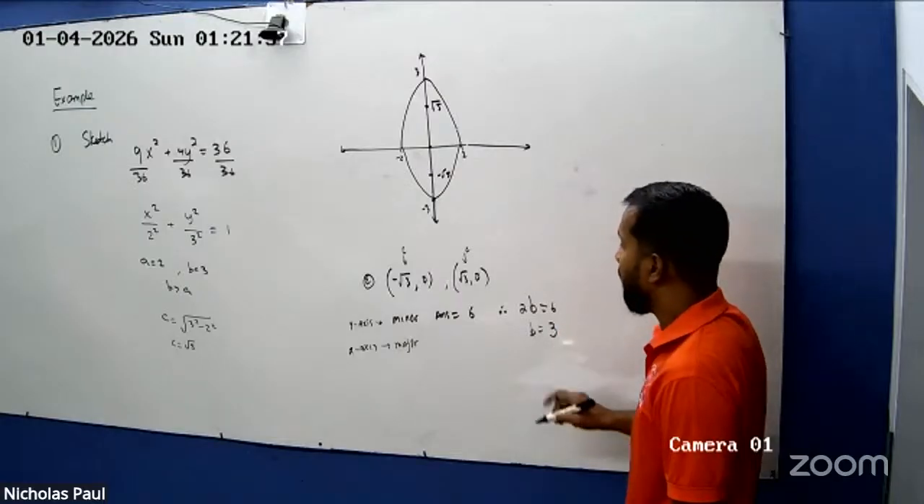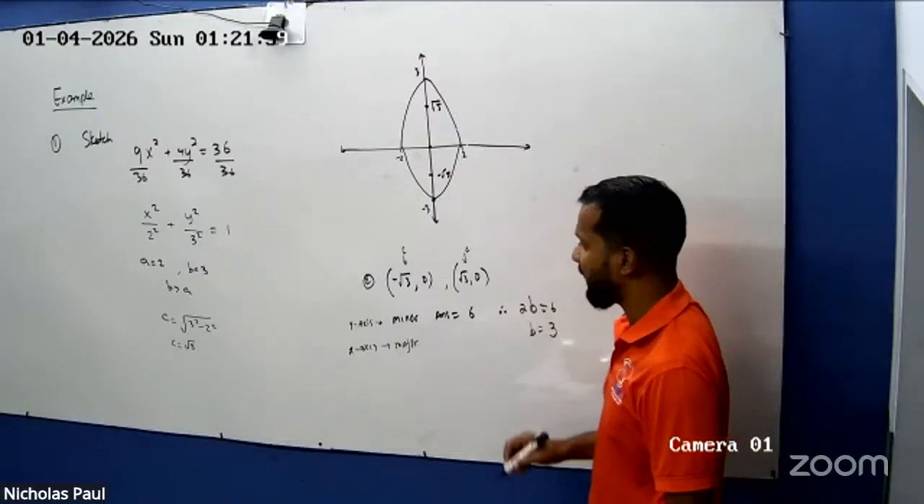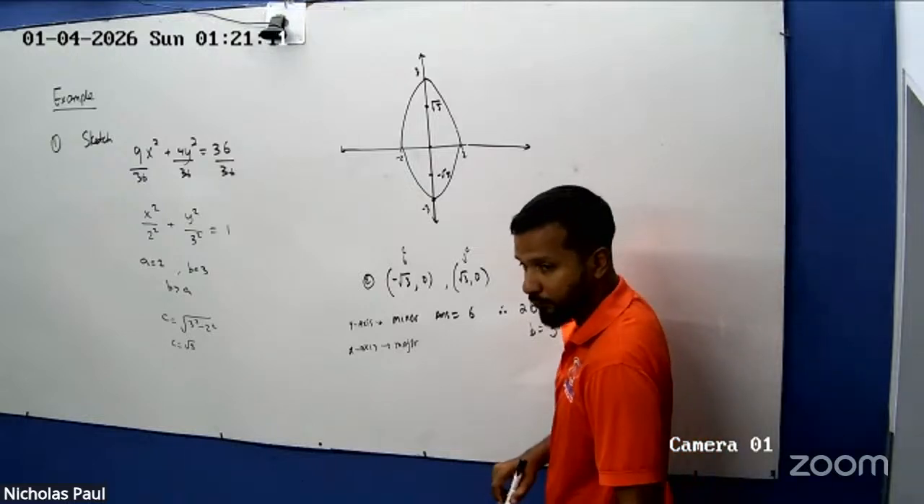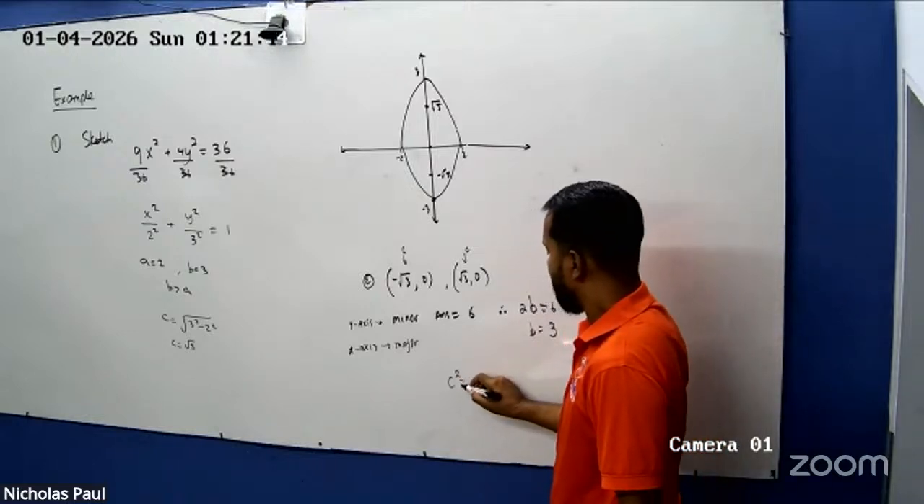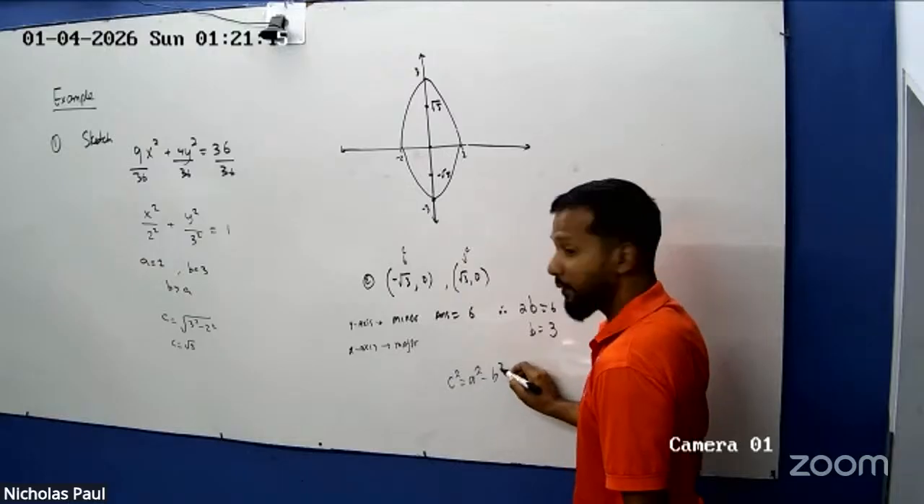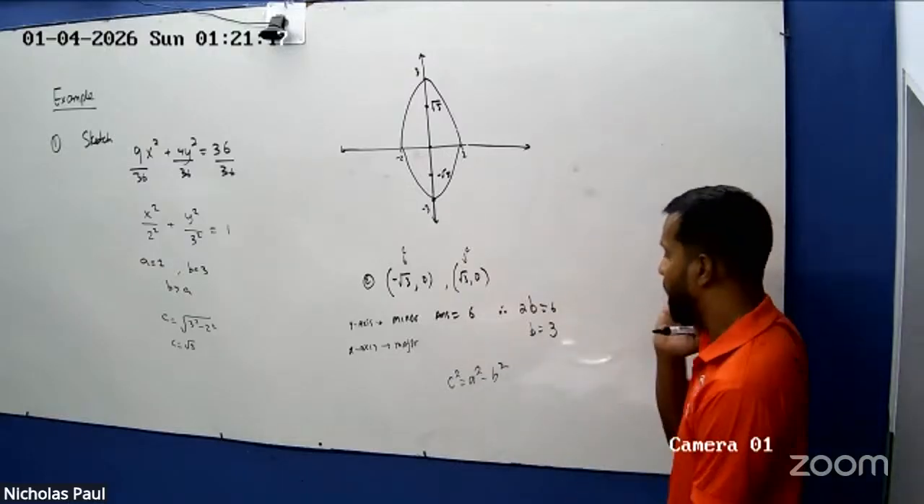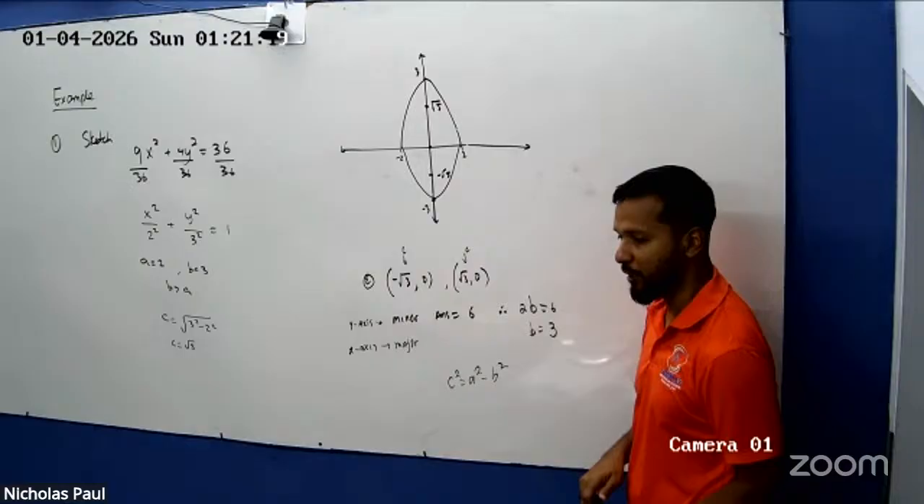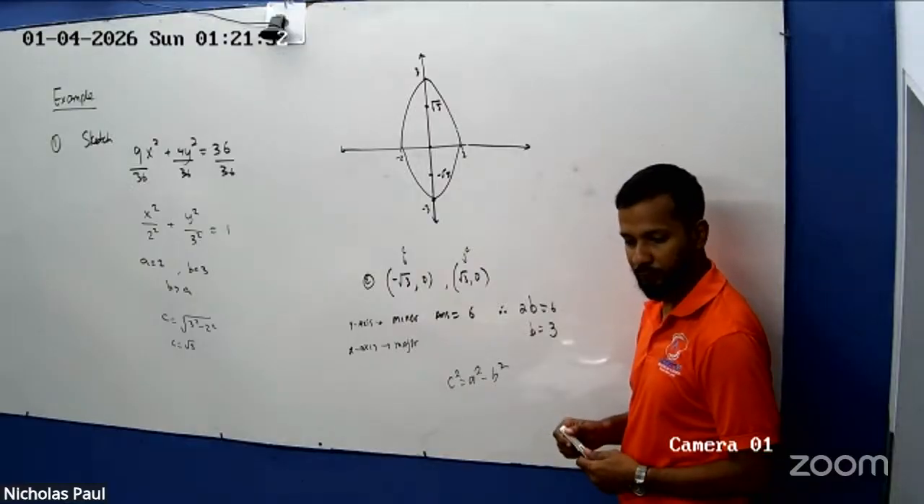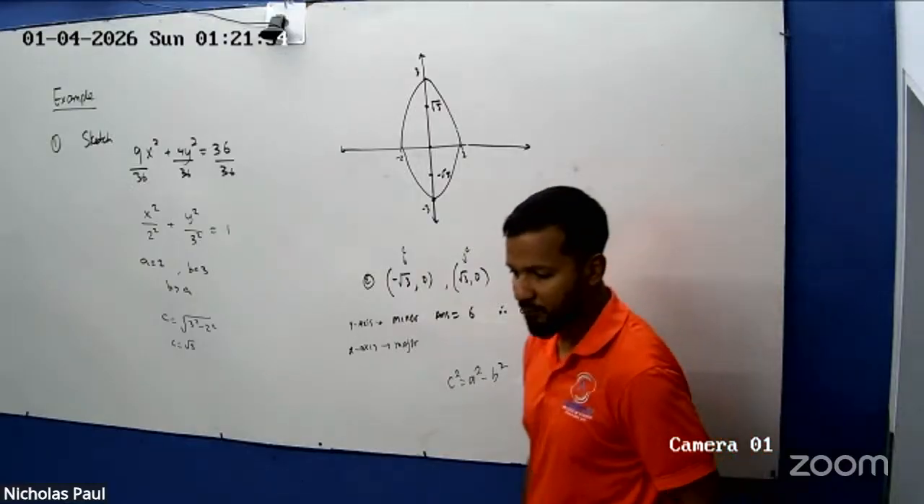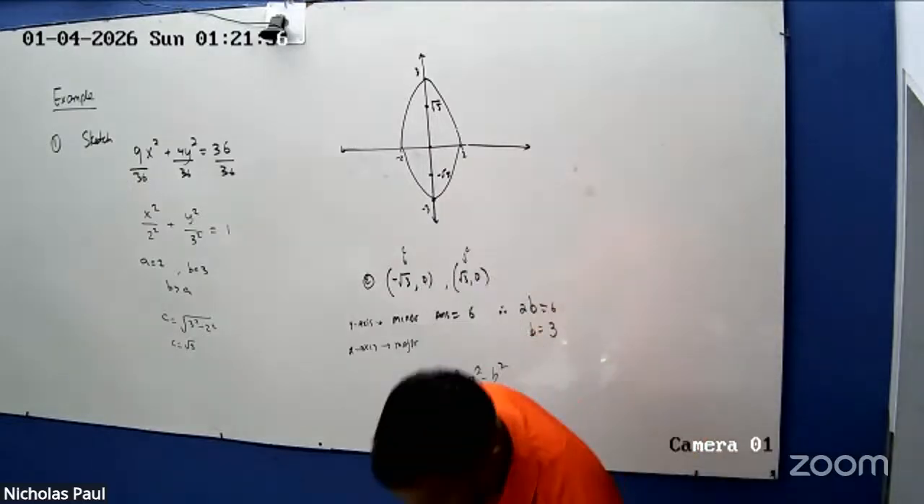So we know C, we know B. Now it's time for you to go and find A. C squared is A squared minus B squared. Find A and then create the equation. I just want the equation.